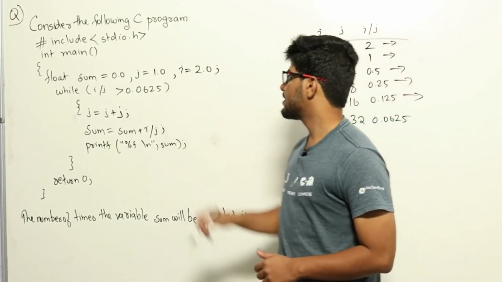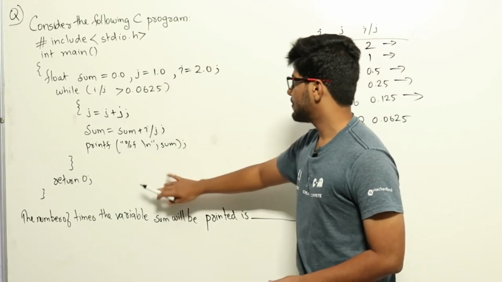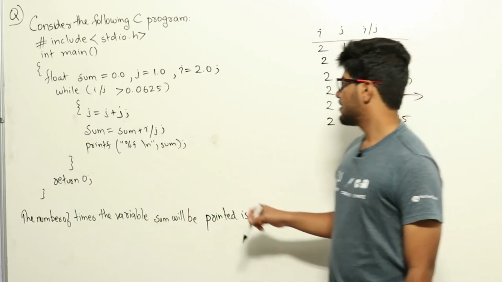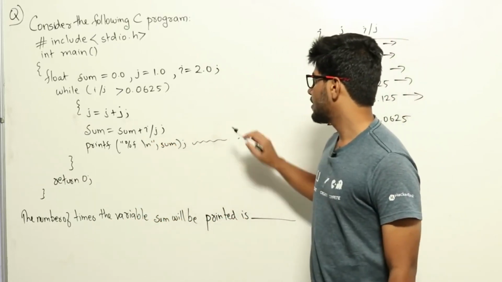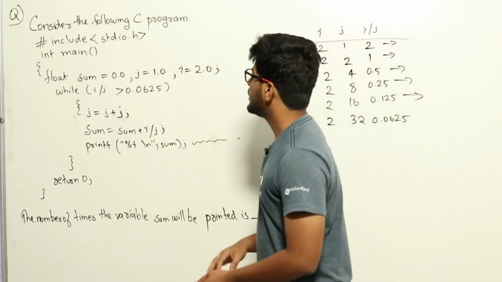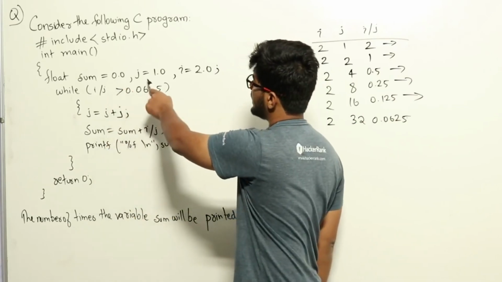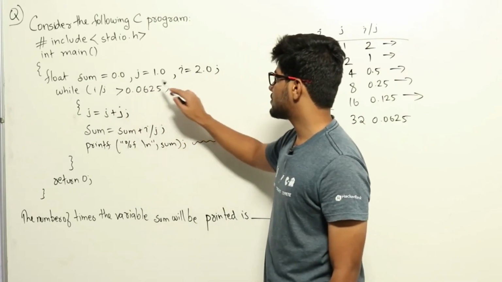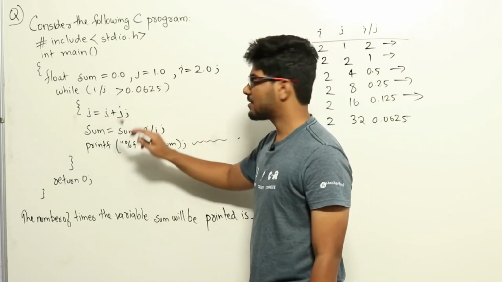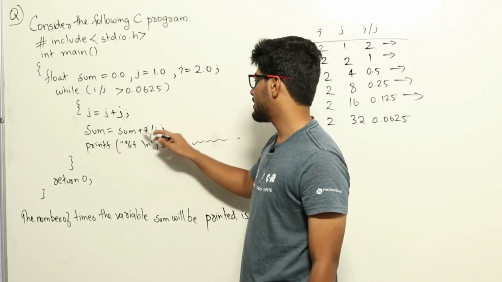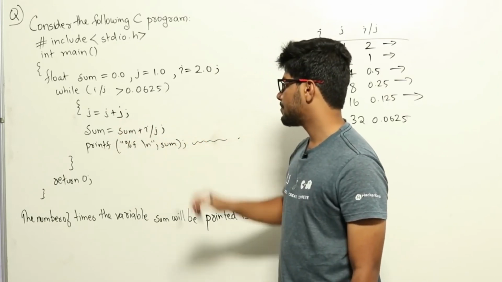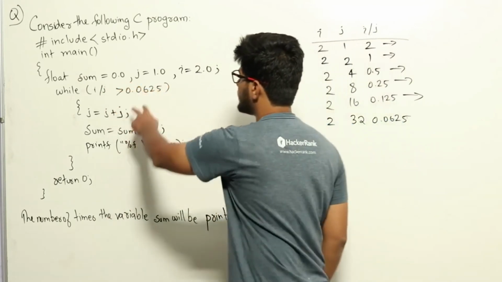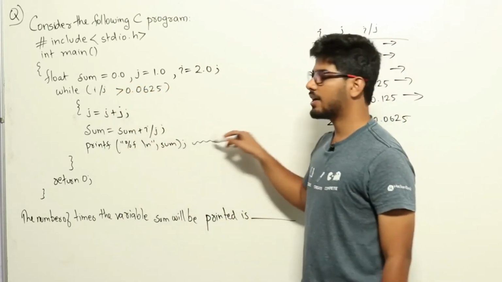This is a C programming question here. We have been given a program and they are asking us the number of times the variable sum will be printed is dash. Sum is getting printed here. So we look at the program now. Initially we are assigning sum equal to 0, j is 1, i is 2. While i by j is greater than 0.0625, we make j equal to j plus j. We are adding sum equal to sum plus i by j and then we are printing sum. So till i by j is greater than 0.0625, sum will keep on getting printed.